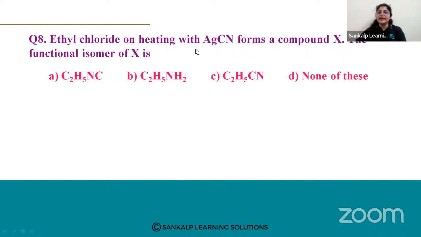Ethyl chloride on heating with AgCN forms a compound X. The functional isomer of X is. Okay, so the reaction I will write here. What they have given is ethyl chloride, C2H5Cl. If you react it with alcoholic AgCN, then what product will you obtain? Archana has replied C. What about others?